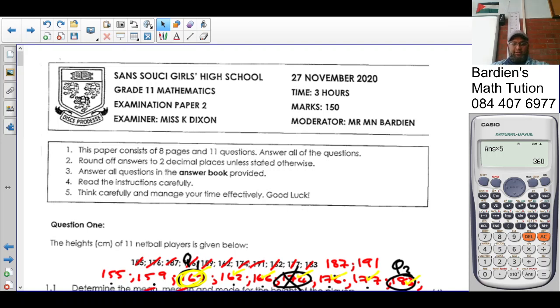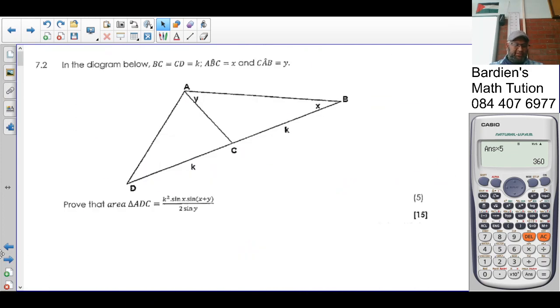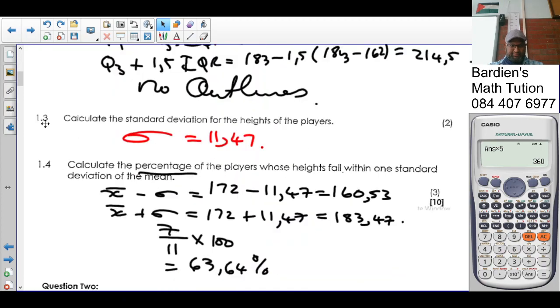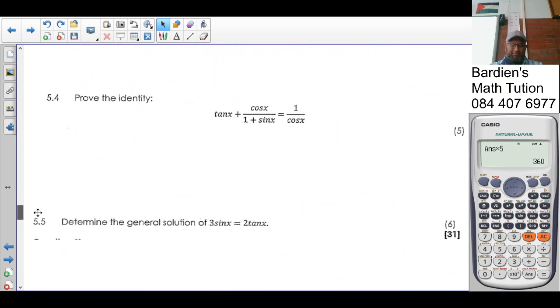Right, good afternoon. So today we're looking at the last few questions of the November 2020. At this point we have answered paper 1 and paper 2 up until question 5.4.